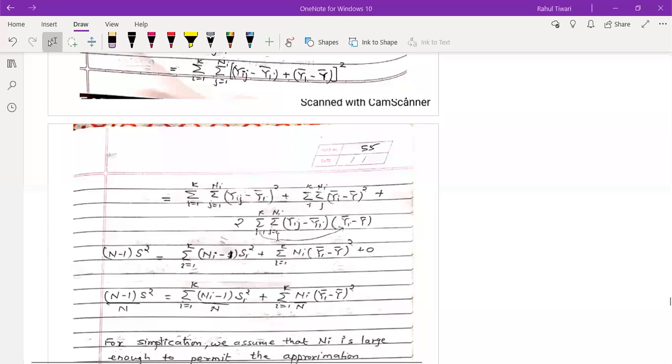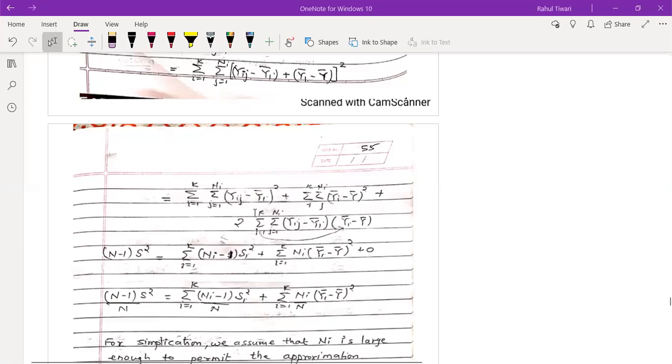Now what happened here? i is running from 1 to k and there is a y i bar. i is running from 1 to k. This is nothing but what? This is nothing but the y bar. So if it is y bar and there is already y bar, it's going to be 0. So that's why this quantity will be 0. So we are left with only the first one and second one. But what do you think about the first one, second one?